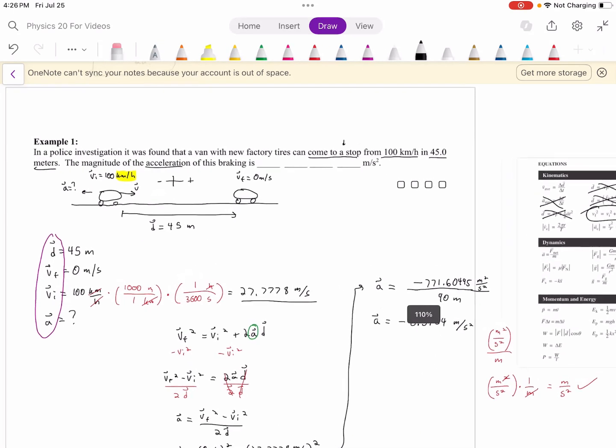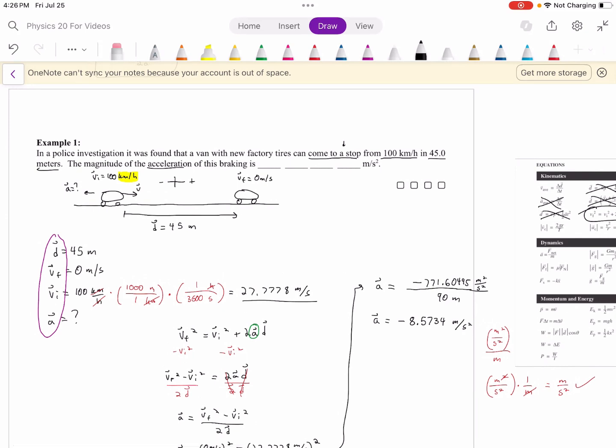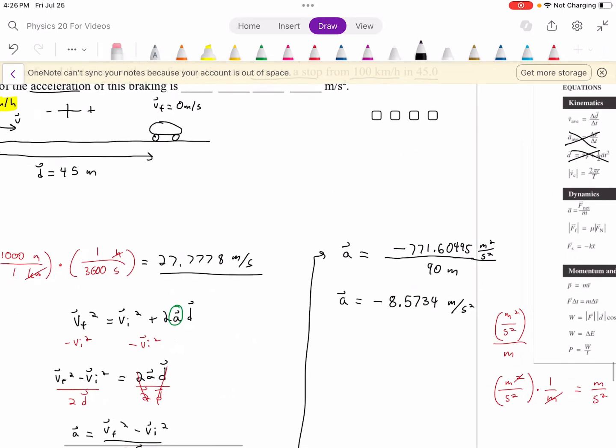All that's left to do, I think, is significant digits. So 3 sig digs, okay, I wrote 45 here, but it was given to us as 45.0. So our acceleration then, we could say it's negative 8.57 meters per second squared, and the negative just means backwards.